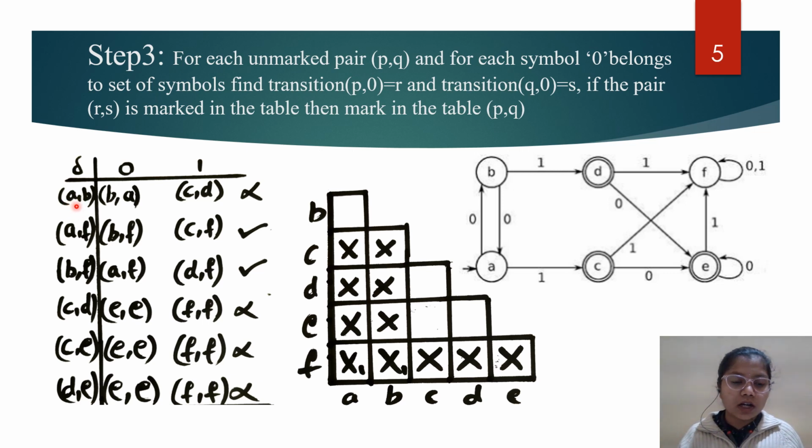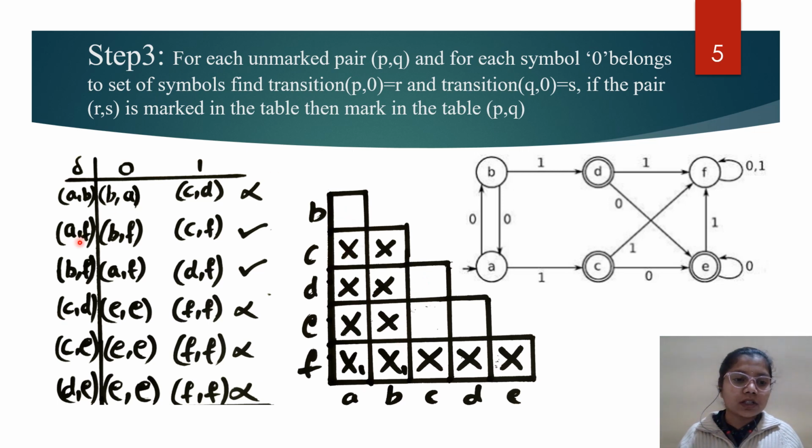Here AB is unmarked. So A on accepting 0 goes to the state B, and B on accepting 0 goes to state A. Check whether BA is marked in the table. So it's not marked. Now see with the input 1. A on accepting 1 goes to C. B on accepting 1 goes to D. Check whether CD is marked in the table or not. CD is also not marked, so we can't mark AB.